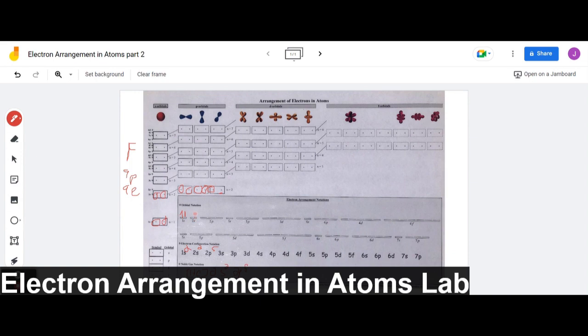In terms of arrows, we should see 2 arrows in the 1s box, 2 arrows in the 2s box, and then a total of 5 arrows in the 2p box. Go ahead and take a screenshot.